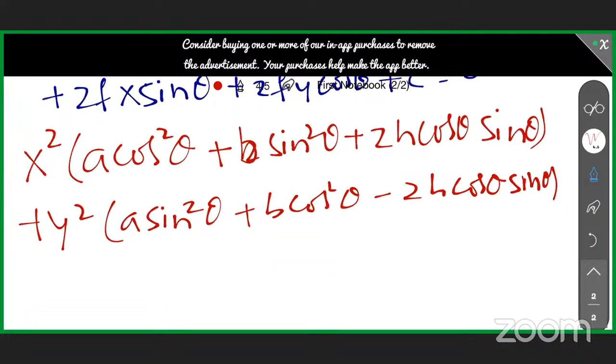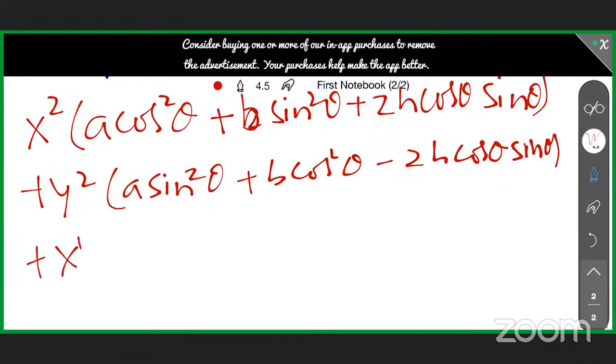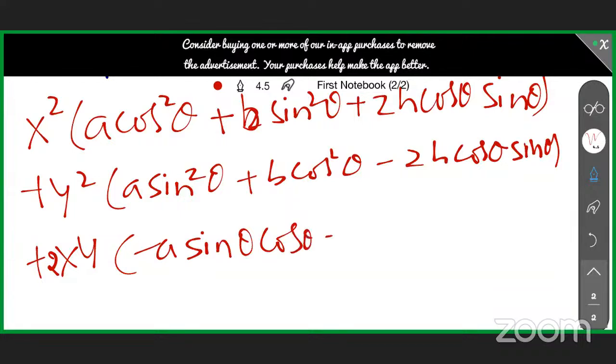Okay. Now tell me what all things with xy is there. Sorry, take the 2 also outside. 2xy, take the 2xy outside. So what all things with xy is there now? Minus a sin theta cos theta, plus h cos square theta minus h sin square theta, then plus b minus h sin square theta.